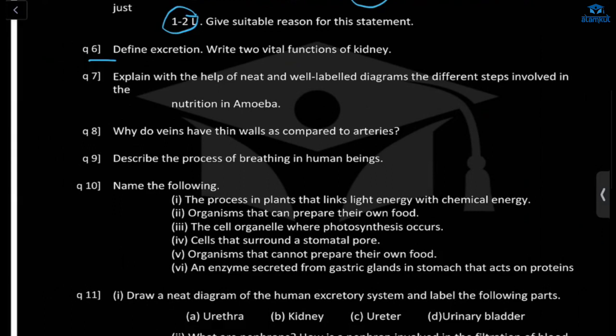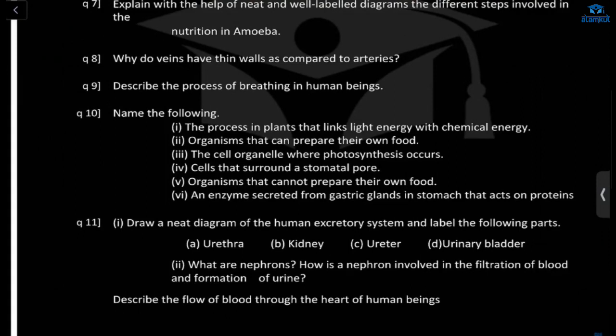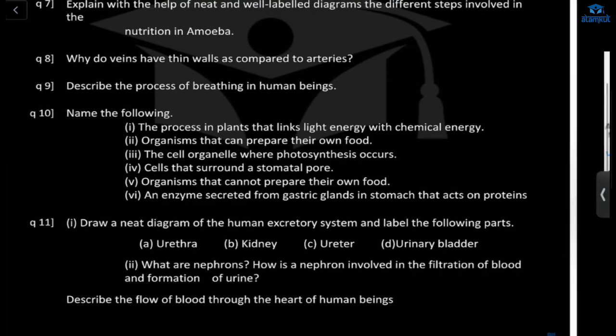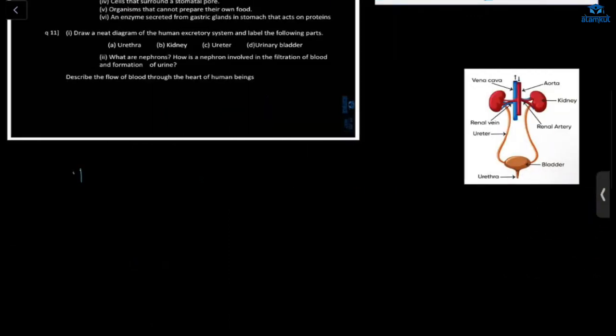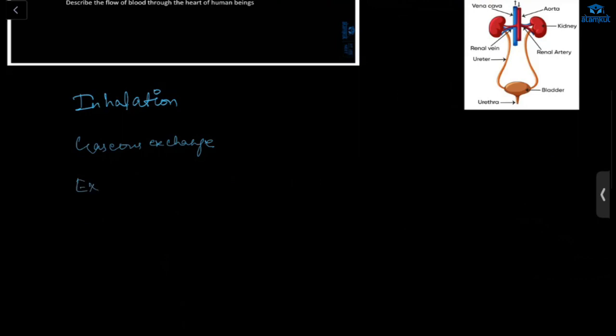Next, why do veins have thin walls as compared to arteries? Because the blood emerges from the heart, okay, and it is under high pressure. Because of that, the arteries have thick walls. Then describe the process of breathing in human beings. We have three things here. First, inhalation. Next, gaseous exchange. And next, we have exhalation.